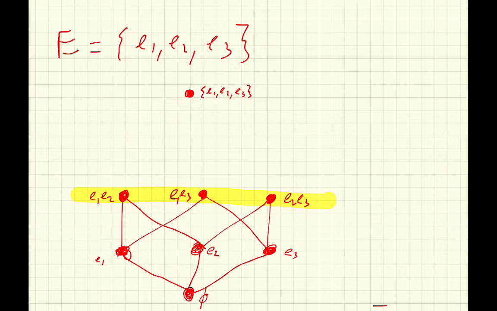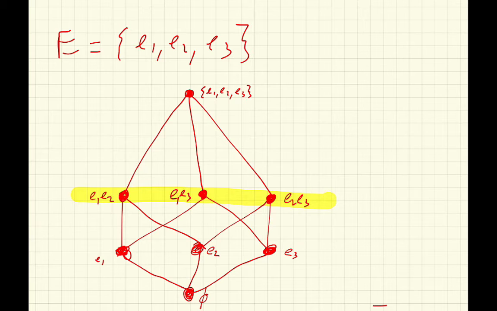And then lastly, if we union together any two of the yellow layer, we get this, right? So unioning together E1, E2 and E1, E3 gives us E1, E2, E3, which is the top element. Similarly, if we union together these two, we get this, right? So any pair.